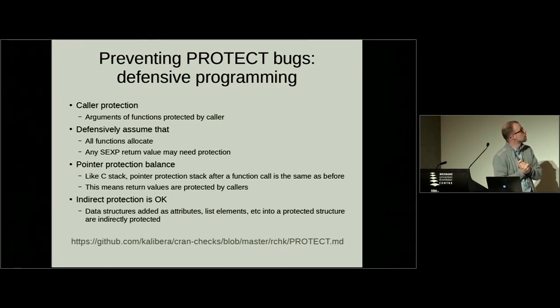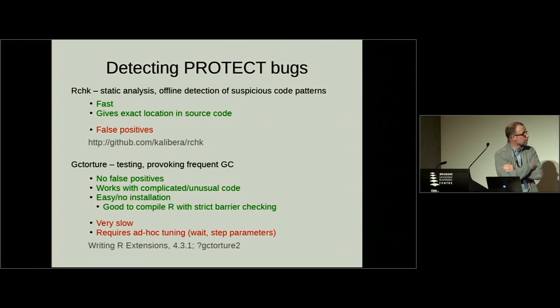Pointer protection, a similar thing. When a function is returning an object, we should defensively assume it may be an unprotected object. Not always is it the case, but almost always it is. And again, this could change. Pointer protection balance that I said already. Functions should unprotect everything they have protected, so that the pointer protection stack works like the normal call stack for C functions.